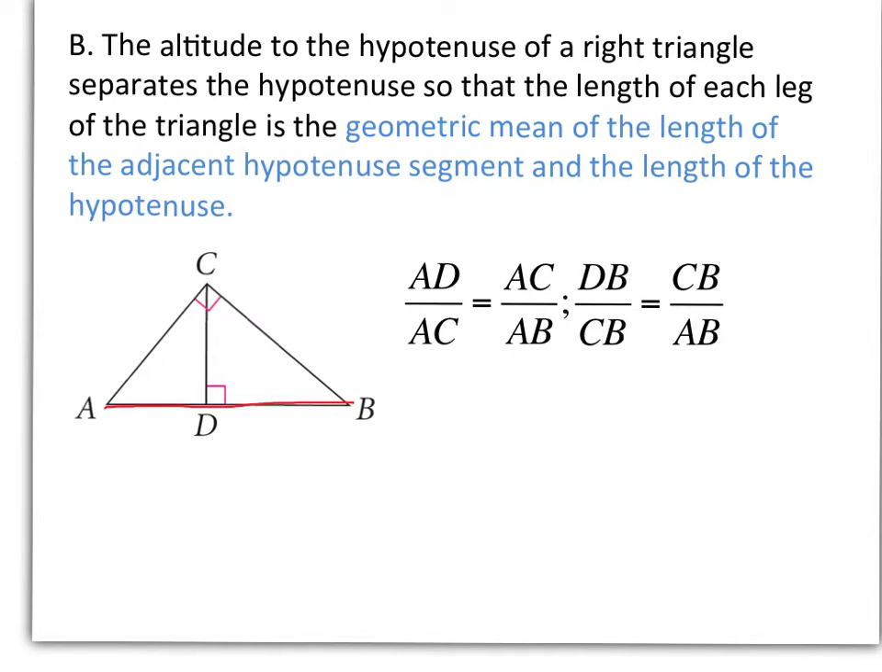So we could say that either AD is to AC, as AC is to AB. So again, we see that geometric mean here. Or we could also say that DB is to CB, as CB is to AB. So again, the geometric mean. So it just means we have a repeat of either a variable or a number on the diagonal of our proportion.